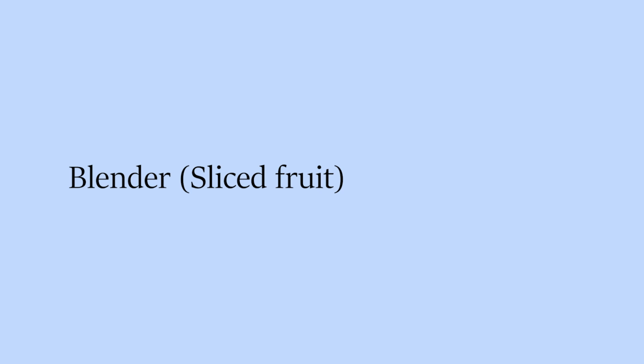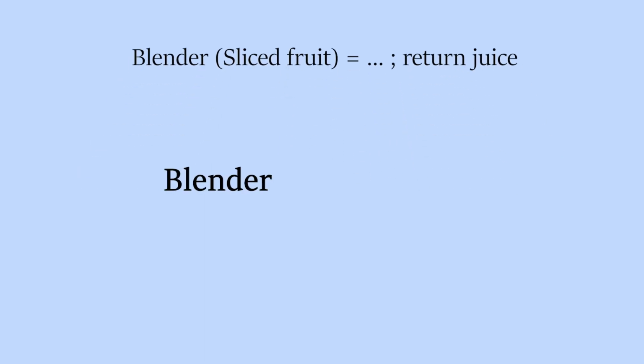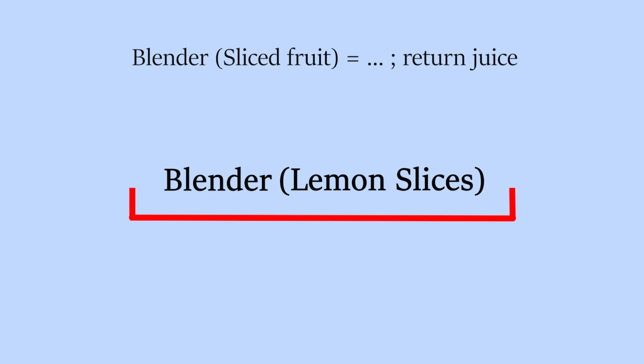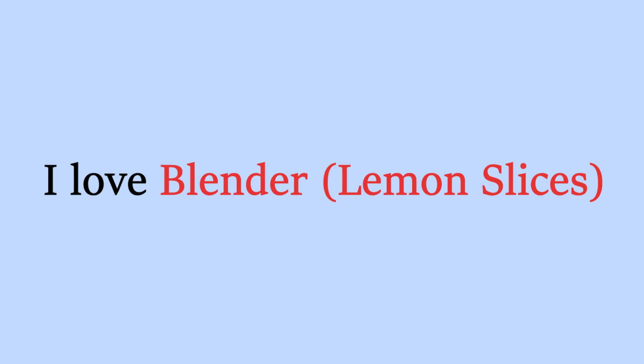For example, let's create a function. I'm gonna name it blender. It should take any sliced fruit as input. It will do some mechanical stuff and return the blended fruit or juice, whatever you say. So if I write the name of the function and give some lemon as input, this whole thing will represent lemon juice. By the way, I love lemon juice.